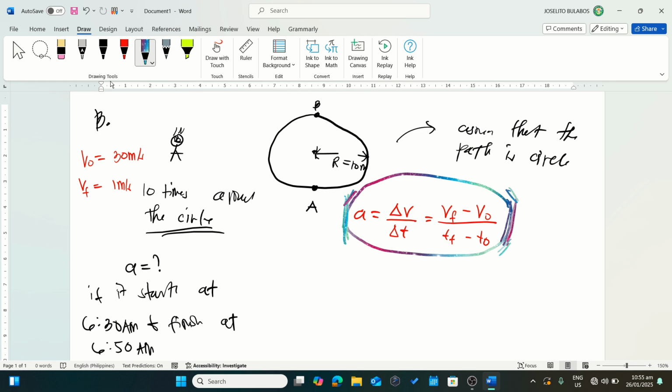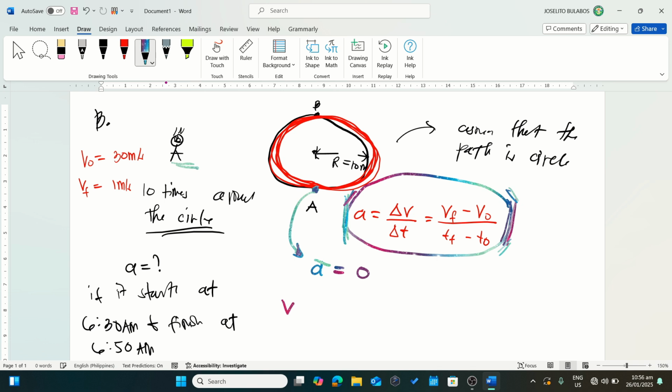Now, if we look at the illustration, the boy moves 10 times. So it starts here. 1, that's the first, 2, 3, 4, 5, and another 5. You would notice that actually the initial position of the boy is also the final position of the boy. It means that the displacement of the boy is 0.